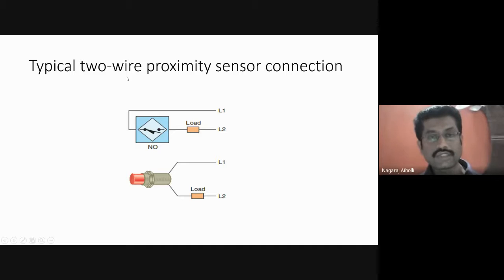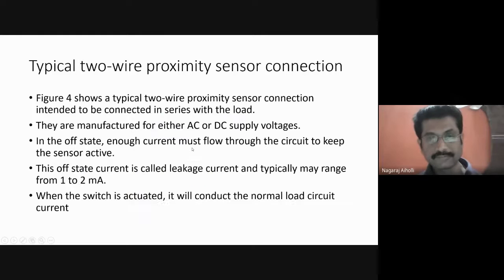Such a connection is called a 2-wire proximity sensor connection. This is in the normally open state. If the terminals are interchanged, then it is called the normally closed state, NC connection. NO is the short form of normally open, and NC denotes normally closed. They are manufactured for either AC or DC supply voltages. 2-wire proximity sensors work for both AC supply voltages as well as DC supply voltages.